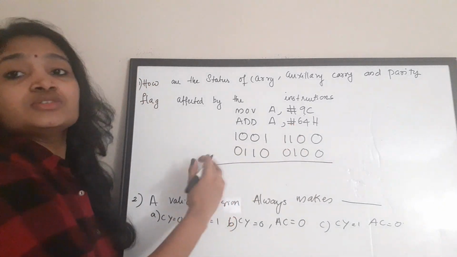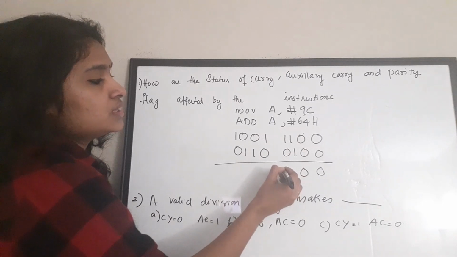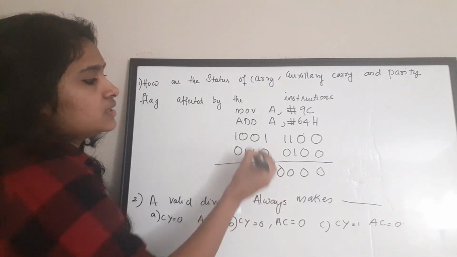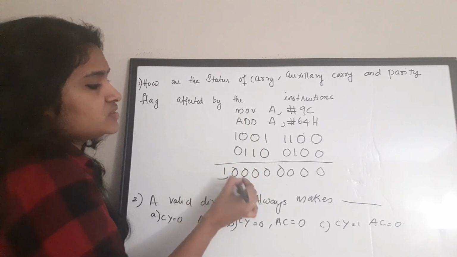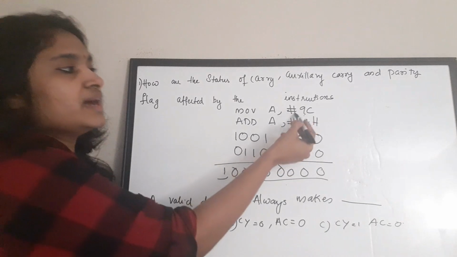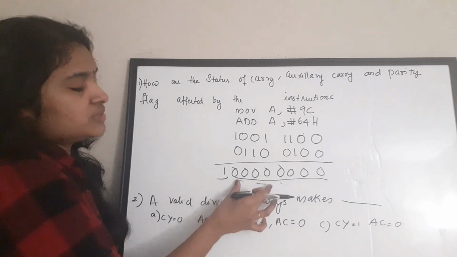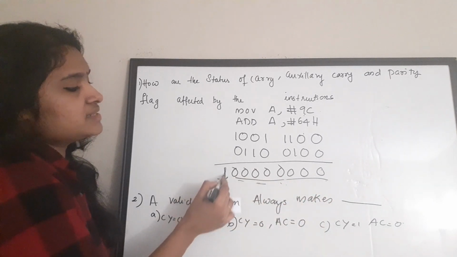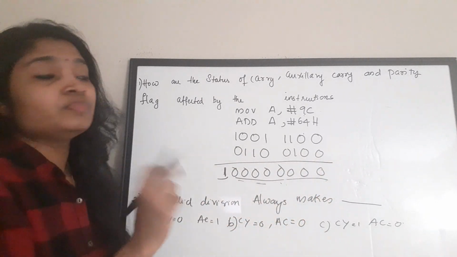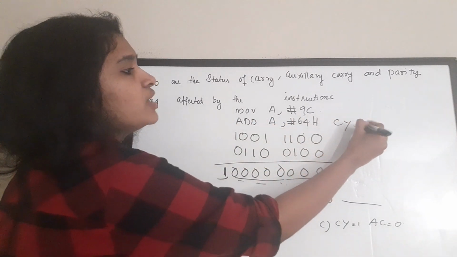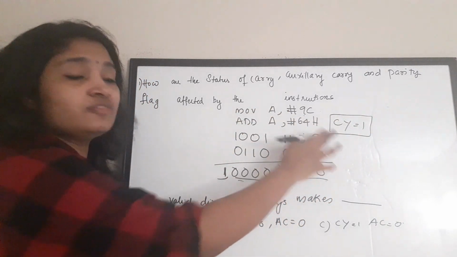Now I'm going to add these two numbers. 0 plus 0 is 0, then 0 carry 1, then again 0, again 0, then again 0 with carry 1. This is the result of the addition of 9C and 64. The result is actually 0 0 0 in both nibbles, but there is a carry 1 here. So the result is completely 0 with a carry of 1. The carry flag has to be 1 since a carry is generated. So the first thing we got is that the carry flag is 1.